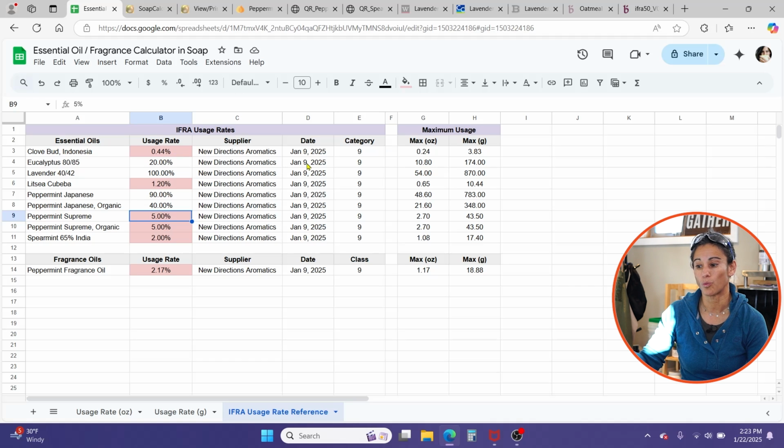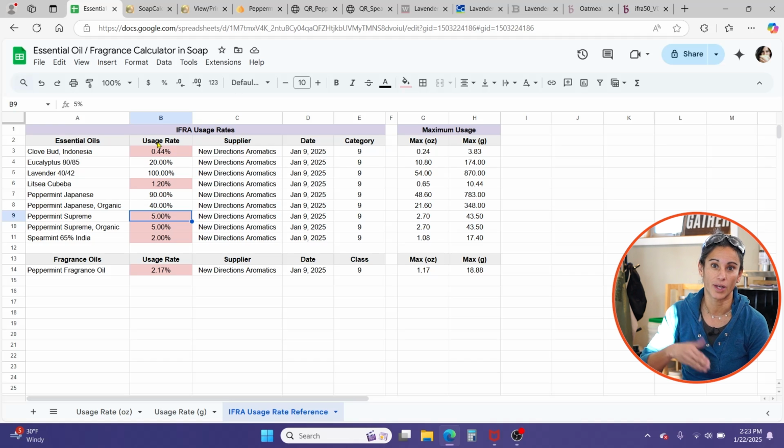And so you want to know when you looked this up because you might want to check this every so often, maybe every quarter or so, just go through your list, make sure that the usage rates are the same. Or actually what makes more sense is to check it again once you've bought a new batch of essential oils, because sometimes there will be different usage rates per batch.